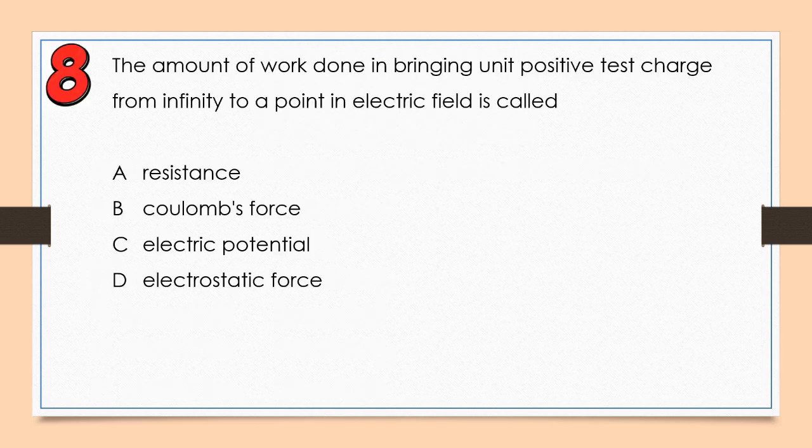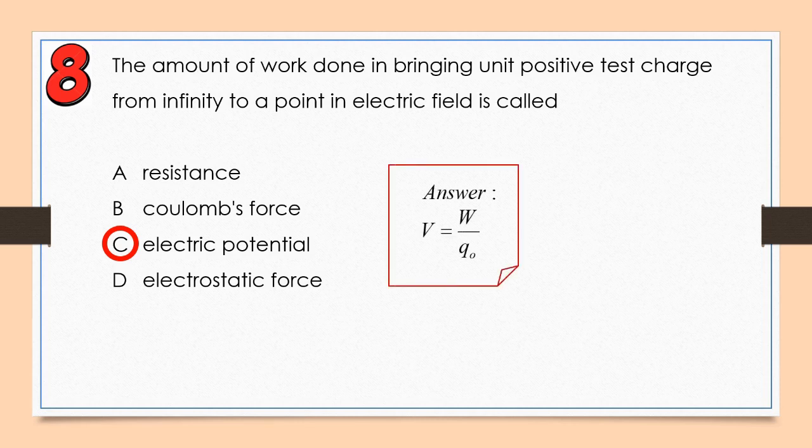For question number 8, the amount of work done in bringing unit positive test charge from infinity to a point in electric field is called... So this is the definition for electric potential, because of this positive test charge is brought from infinity to a point. Okay, referring to that equation.